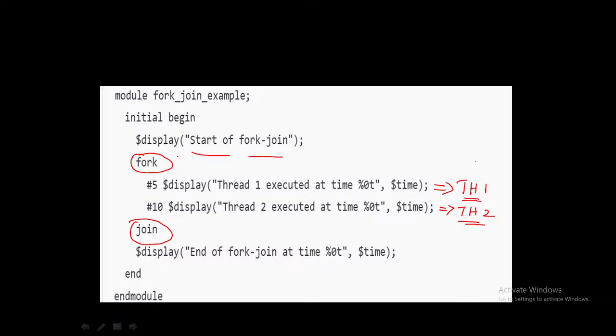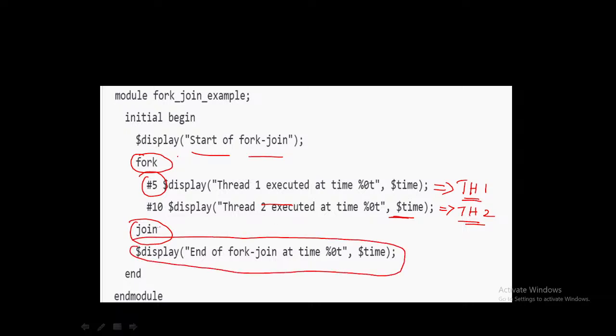So after the completion of execution of thread 1 and thread 2 only, my compiler is getting out of this fork join block. Until the completion of these two threads, the compiler will be in this fork join only. Now, what is thread 1? We have used an intra-assignment delay #5 $display thread 1 executed at time, and we are displaying the time. Thread 2 says #10 $display thread 2 executed at time, and we are displaying the time. And after this fork join, we have written one more statement called $display end of the fork join.